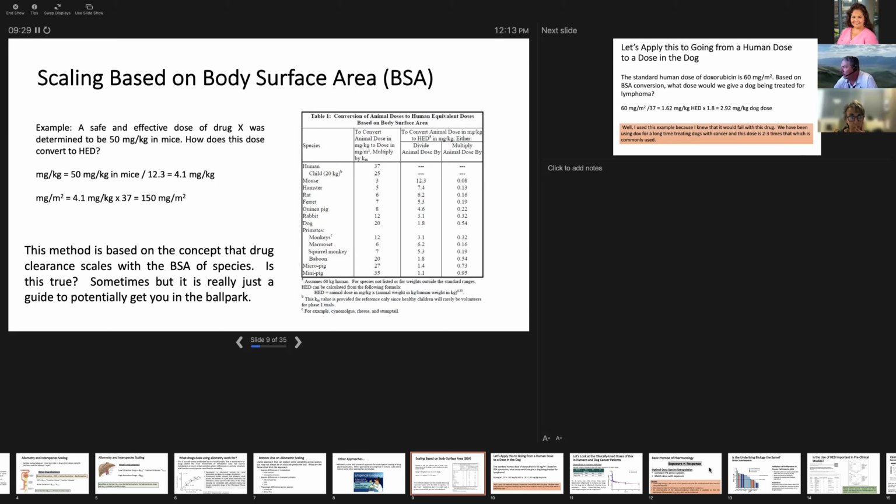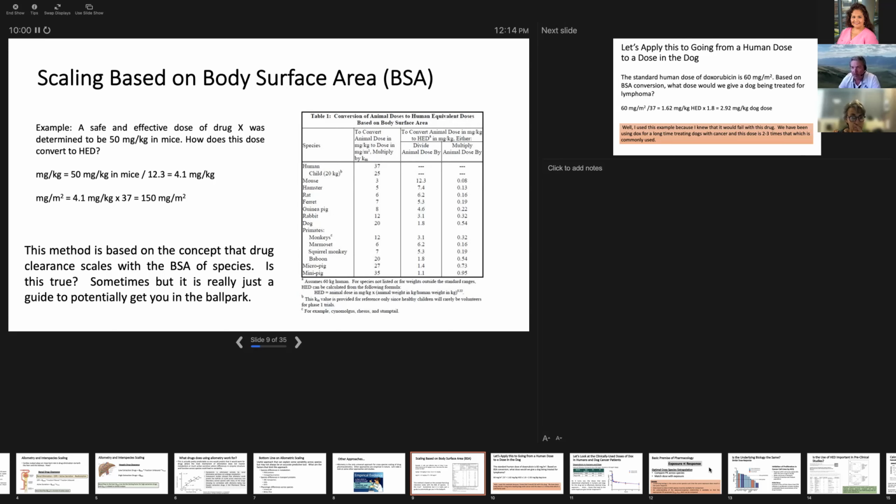So that's an interesting thing, just thinking about it right up front: a 50 mg per kg dose in a mouse, if you just scaled it based on body surface area, is less than a tenth of that in a human in terms of mg per kg. So those doses are going to get a lot smaller when you start scaling that way. And this method is based, again, on that concept that drug clearance scales with body surface area. And that's not always true, but it can give you a ballpark area.